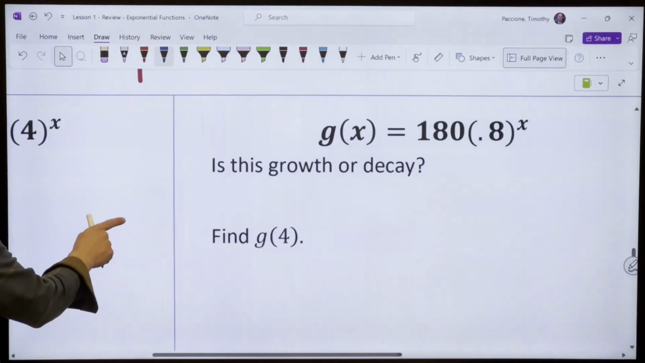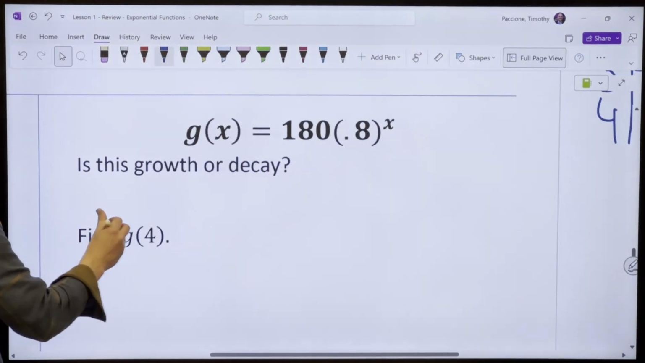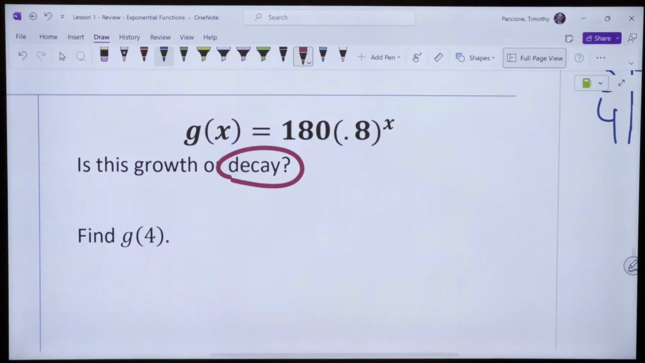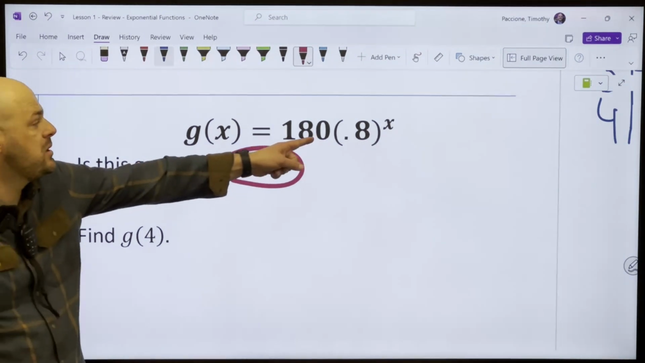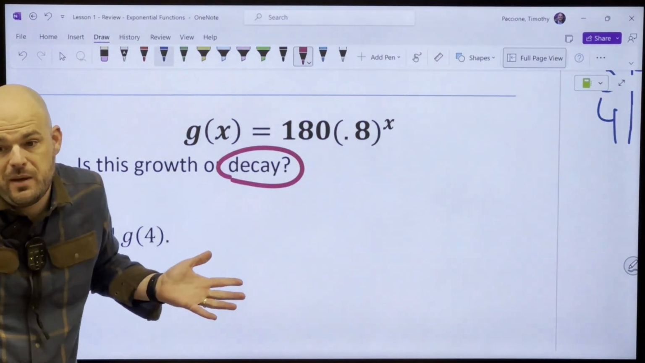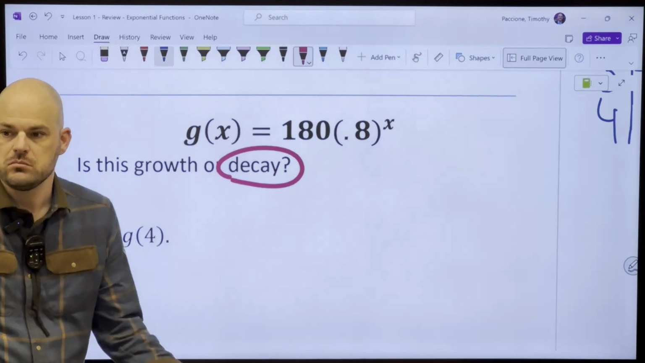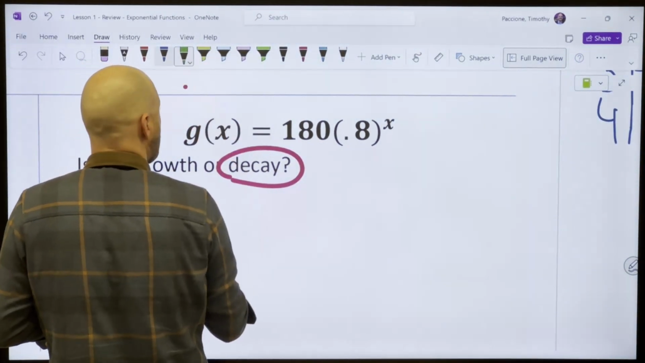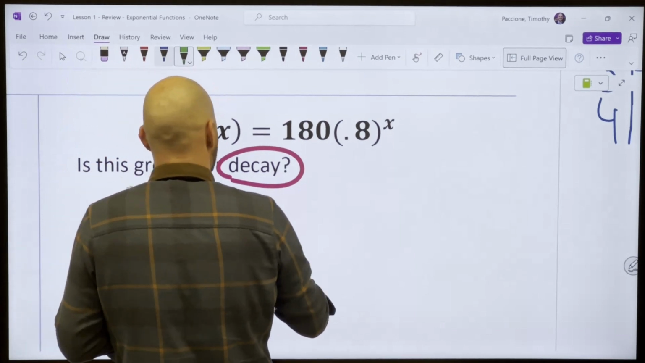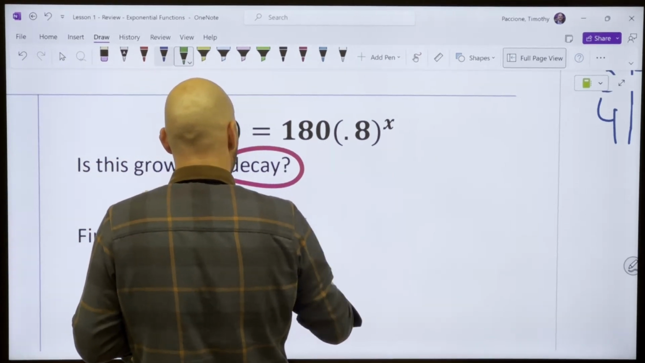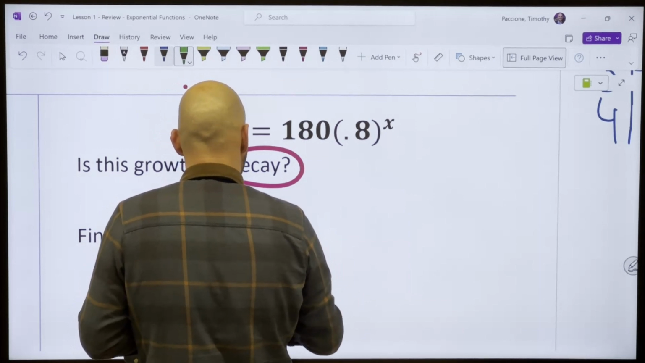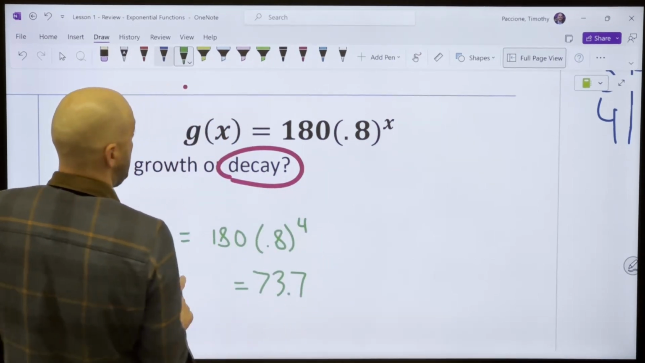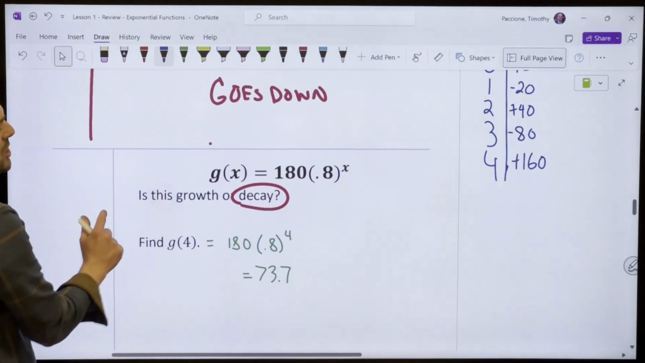All right, and then this one, growth or decay? Decay, because b is between 0 and 1. If you forget the rule, you just say to yourself, what would happen if I multiplied 180 by 0.8? Let me test it in my calculator. Oh, it went down. That's decay, right? Now, if you did to the 4, that's 180 times 0.8 to the 4, which would be 73.7-ish.